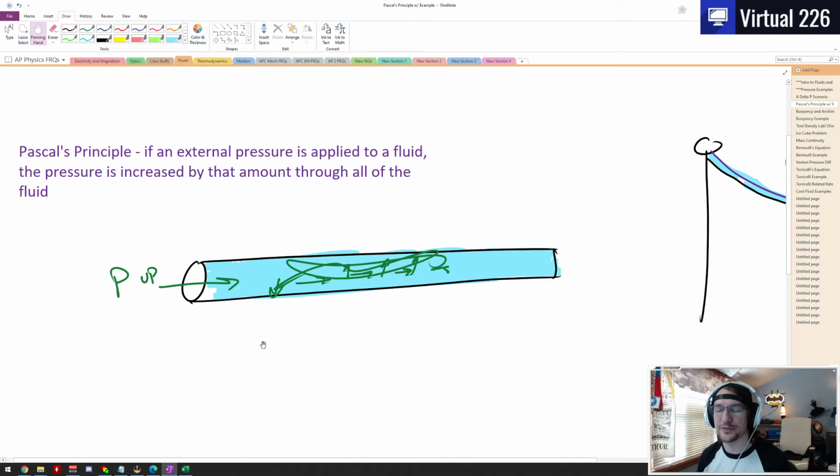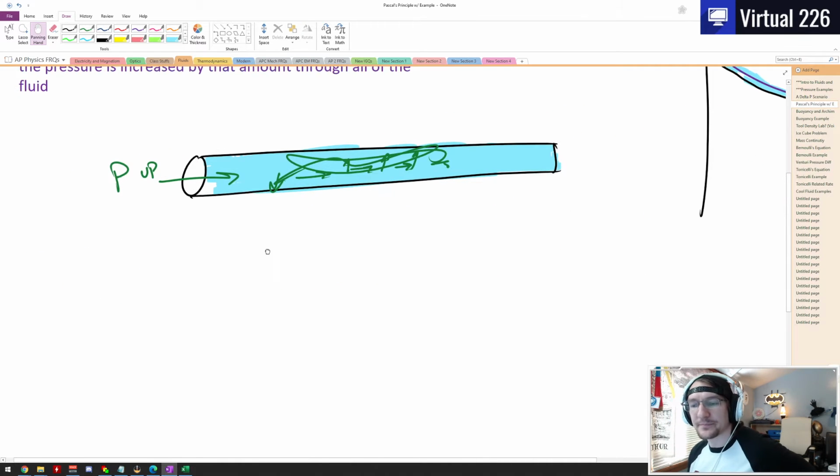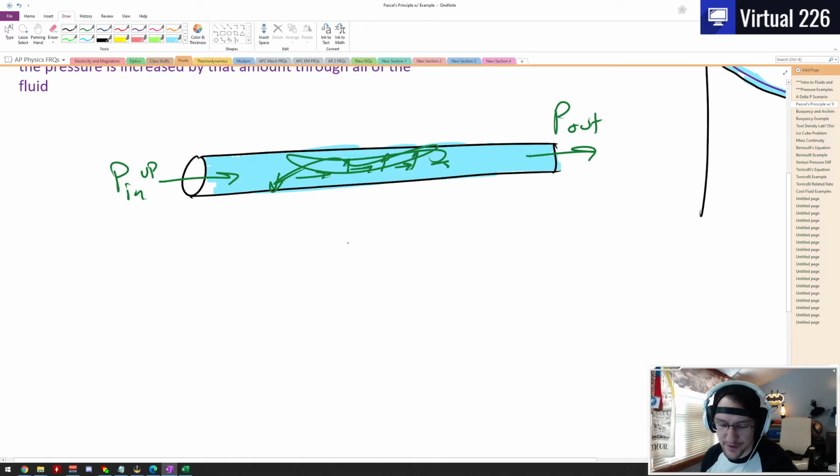Let's get back to the fluids ideas. Because of this, what we're able to say with Pascal's principle is that if we increase the pressure here, this is some pressure in, then as this fluid is coming out, this is the output pressure. And the pressure in and pressure out have to be the same. So the pressure we put into the system is equal to the pressure we get out of the system. The pressure increases uniformly everywhere.